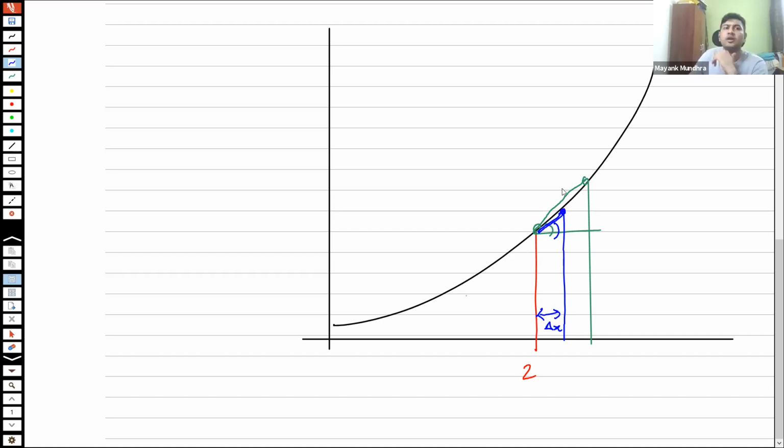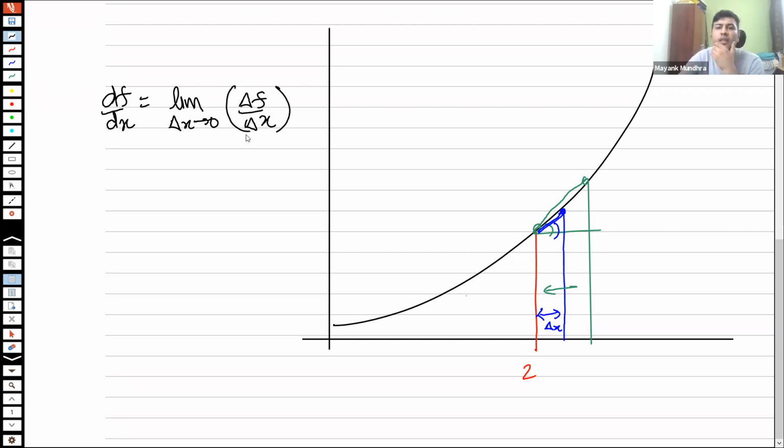It's perfectly okay. What I want to find is what happens as this blue line comes to fall on the red line. What happens to this slope? What is the limit? So that's why I say that df by dx is nothing but the limit as delta x tends to 0 of delta f by delta x. So you write it as d by dx.